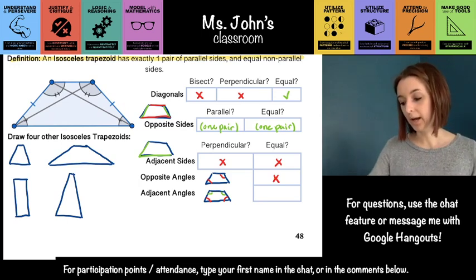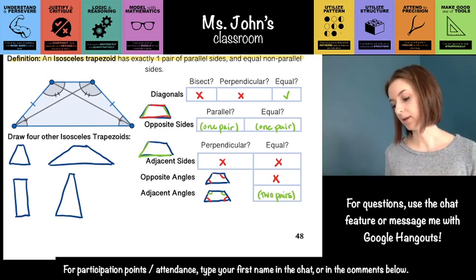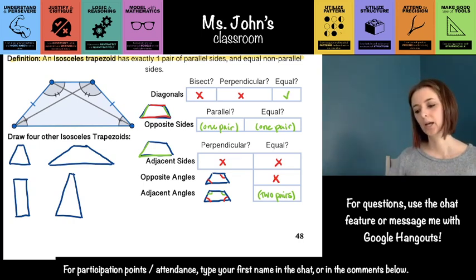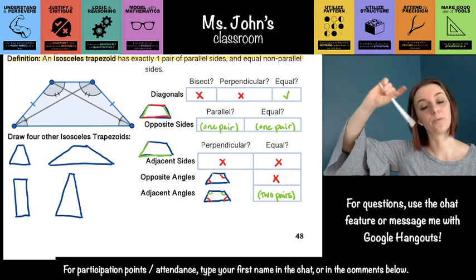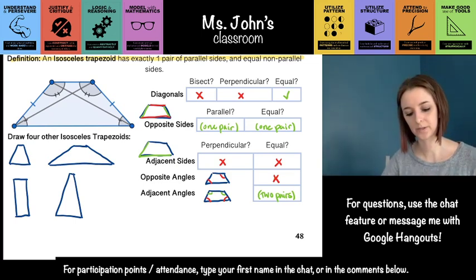So there are two pairs that are equal, but not all of them, because you could pick a pair of adjacent angles that are not equal. For example, one of the top angles and one of the base angles would not be the same.